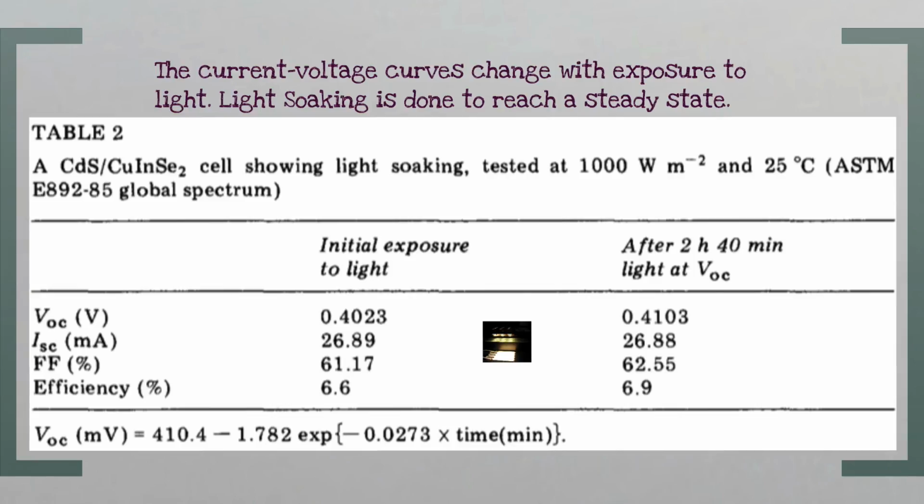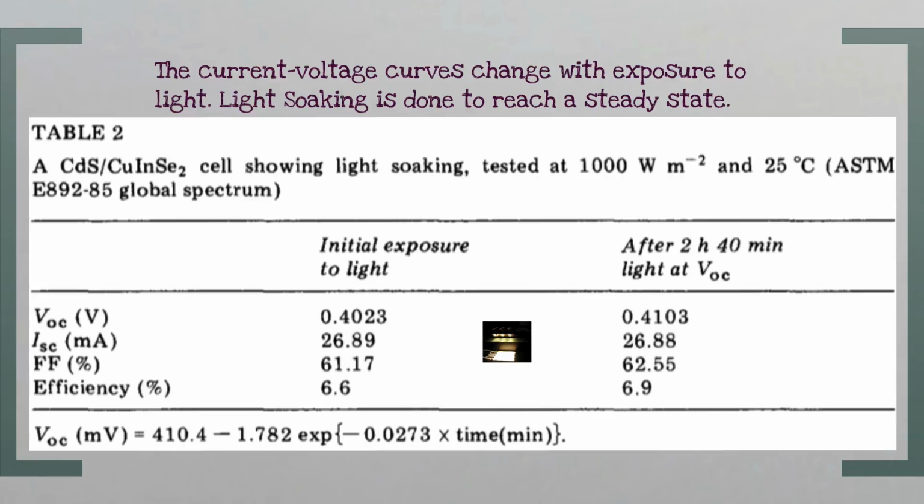You want to have something as steady as possible because remember, these panels have to last for 25, 30 years. They have to keep pumping energy out, right? So this is just an example which shows a cadmium sulfide, CIS, copper indium diselenide cell. As you increase the exposure to light, you can see the efficiency. This is the initial exposure to light. This is after 2 hours of exposure to some light. Efficiency goes from 6.6 to 6.9%.